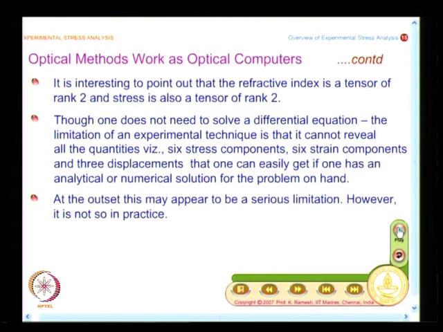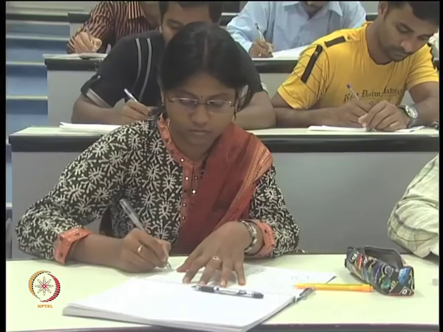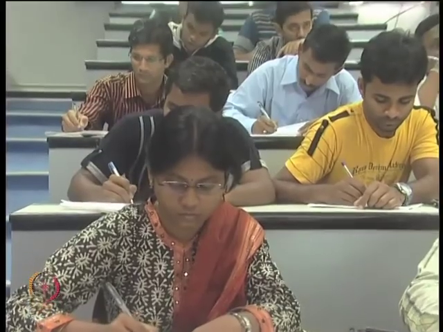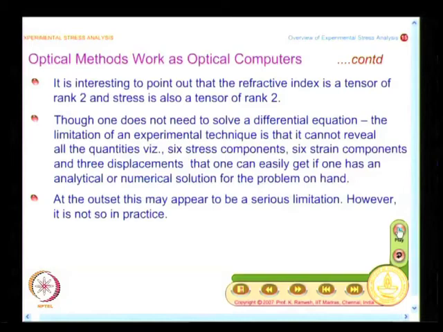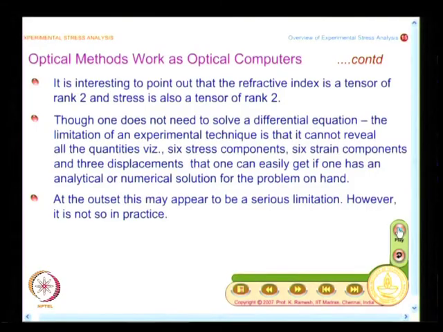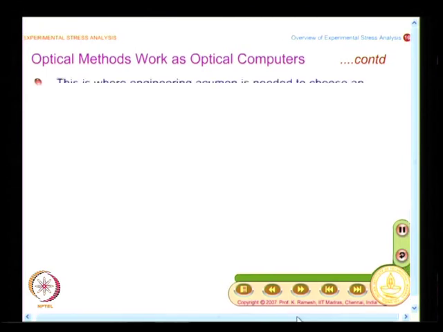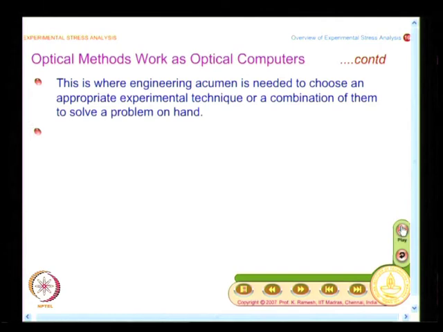We do not solve a differential equation, and from that point of view it is advantageous, but there is a limitation of an experimental technique: it cannot reveal all the 6 stress components, it cannot reveal all the 6 strain components, it cannot reveal all the 3 displacement components. In this particular experiment, we have been able to get only sigma 1 minus sigma 2. To start with, it will appear, oh, I do an experiment and I do not get everything under the sun, it may look like a limitation, but this is not a serious limitation, and this is where, as an engineer, you have to apply your engineering acumen to choose an appropriate experimental technique or a combination of them to solve a problem on hand. This is where the engineering acumen is required, and that comes only by practice.